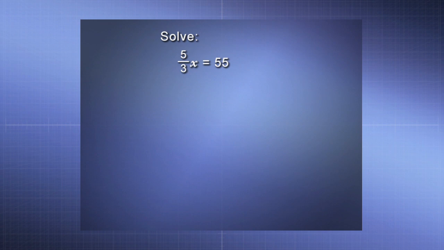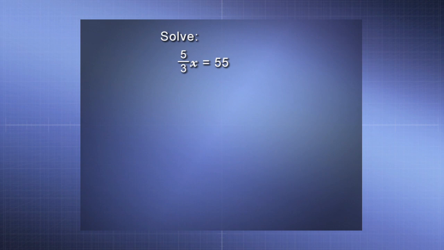It's perfectly legal to do, it's perfectly okay to do, but I like to think of it instead as multiplying by the reciprocal. In this case, the reciprocal of 5/3 is 3/5. So, instead of dividing by 5/3, let's multiply both sides of the equation by 3/5. Now, what is that going to give us?